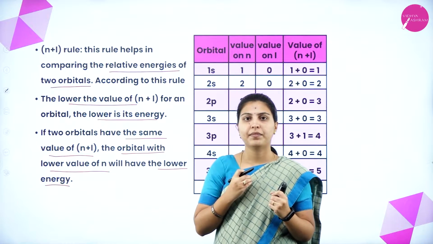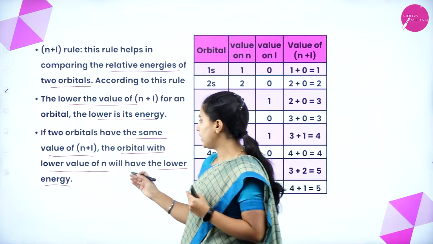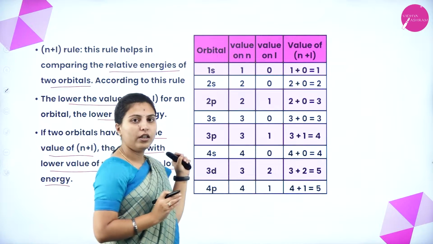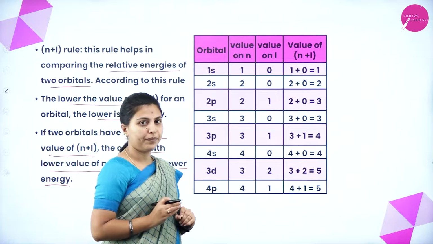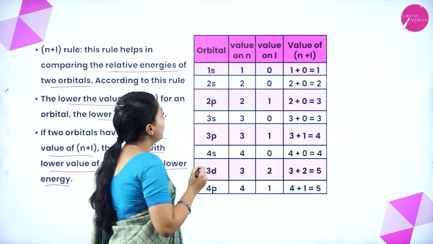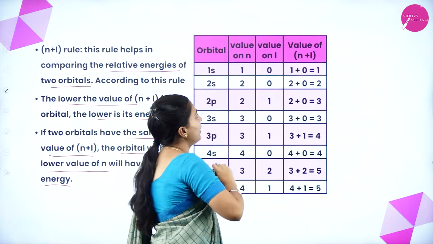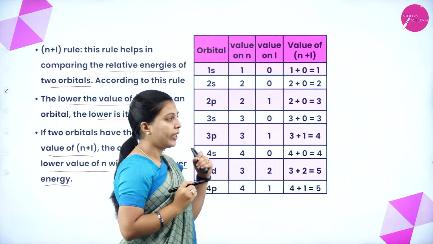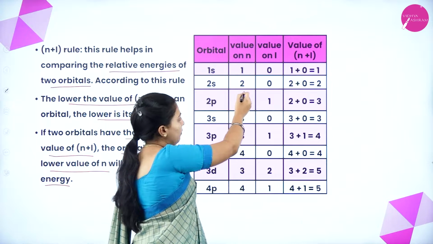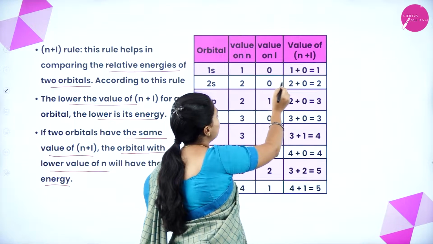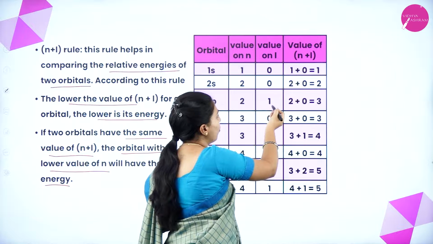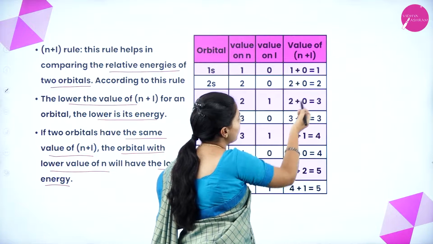If the n plus L value is the same, we have to see the n value. The one with the lower n value will have lower energy. To understand better, we will see this table. The 1s orbital has n value 1 and L value 0, so n plus L is 1 plus 0, which is 1. For the 2s orbital, n is 2, L is 0, so 2 plus 0 is 2. For the 2p orbital, n is 2, L is 1, so 2 plus 1 is 3.